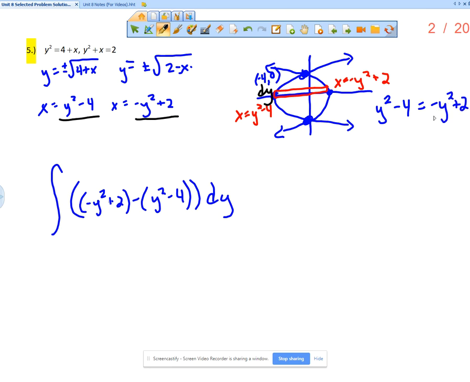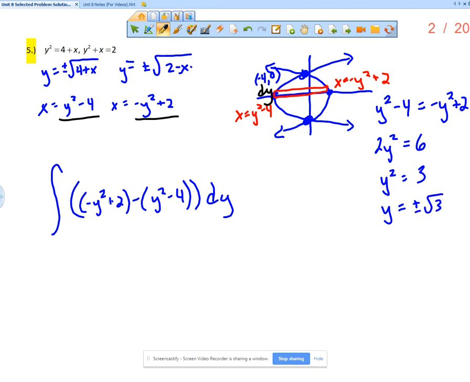And so now we have a relatively easy equation to solve. Let's add y squared to both sides, so I get 2y squared equals, now I'm going to add 4 to both sides, so I get 6. So I'm going to divide by 2, and I get y squared equals 3, which means that y equals plus or minus root 3, right?